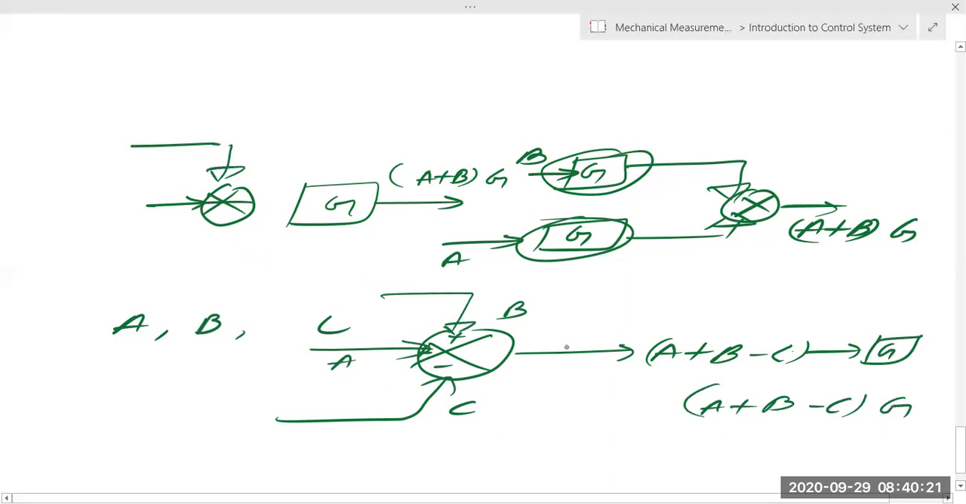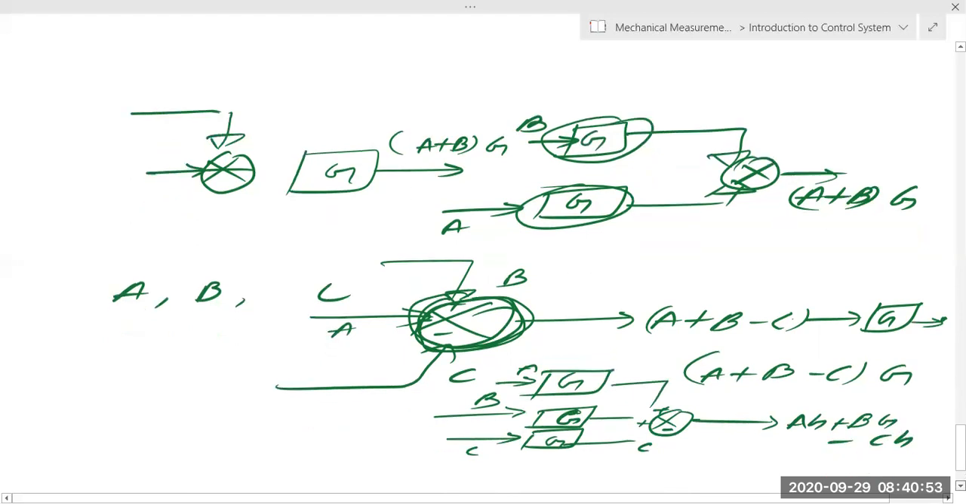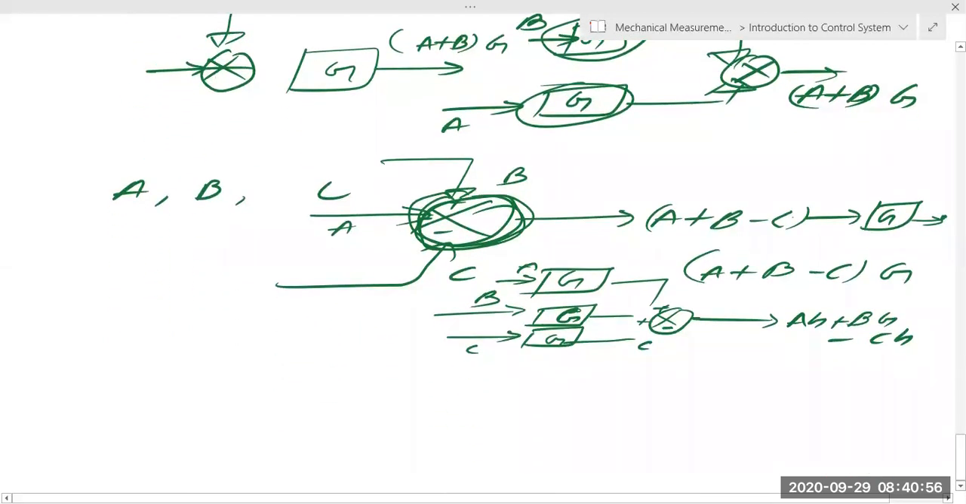So if we want to move this summing point ahead of the block, then we have to provide 3 G's. One G will be for A, one G will be for B, and one G will be for C. Then these 3 will get summed up again at one point with the same kinds of signs. This will be plus, this will be plus, and this will be minus. So what we are going to get is AG plus BG minus CG. I hope you are getting it. This is moving the summing point ahead of the block.